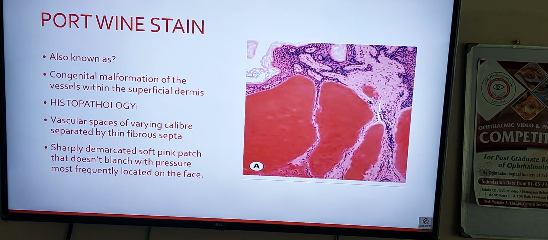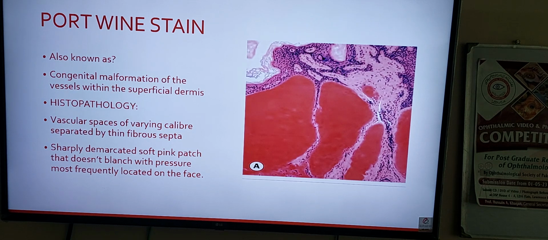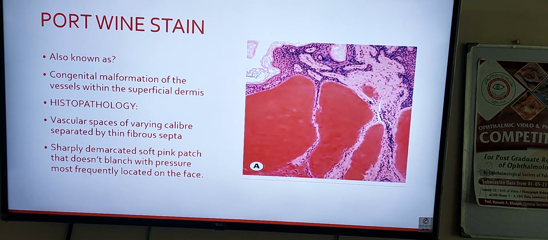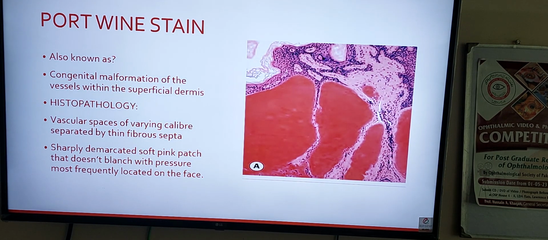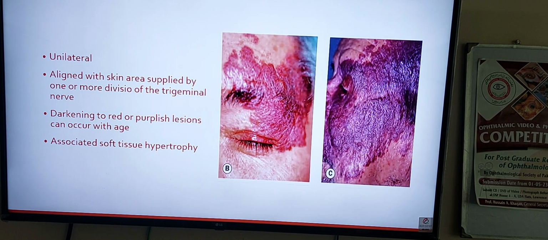They are sharply demarcated soft pink patches that do not blanch with pressure, and they are most frequently located on the face. So this does not blanch with pressure, whereas a capillary hemangioma will blanch with pressure. So that is the differentiating point. It is unilateral. It is aligned with the skin area supplied by one or more divisions of the trigeminal nerve, as you can see over here.